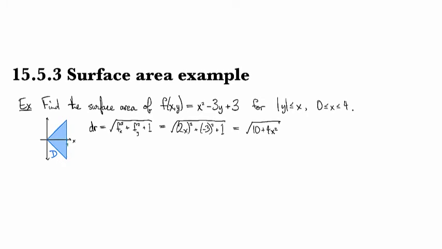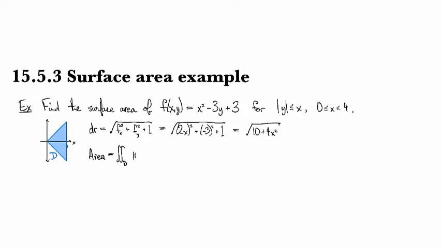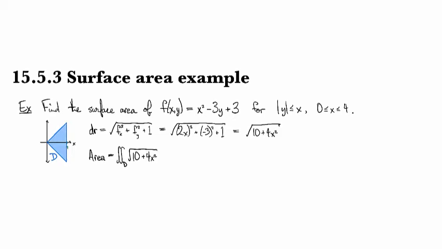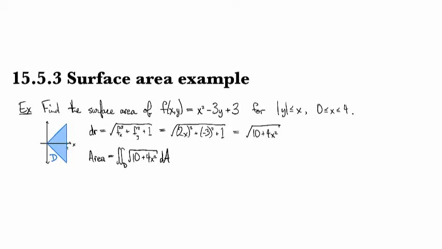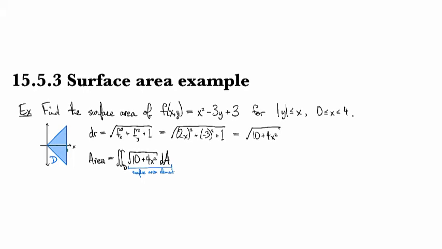Now, in order to figure out what the area is, it's going to be the double integral over the parameter domain of our area element that we just found here. So the square root of 10 plus 4x squared dA, that's our surface area element for this particular function.